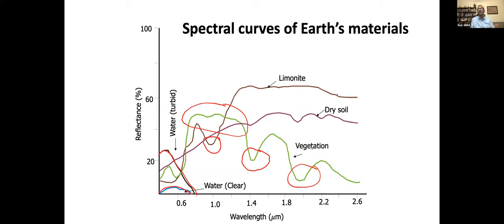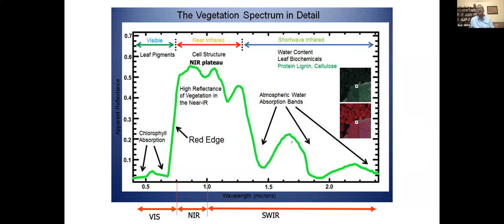Now, I realize that many of you are agricultural scientists, so let's look at the vegetation spectra in detail. Vegetation is one of the most widely mapped features through remote sensing data, and it has multiple applications in forestry, agriculture, and many other areas. Vegetation has a very, very interesting signature, and its signature is very different in different wavelengths: in the visible range, in the near infrared range, and in the short wave infrared range as well.